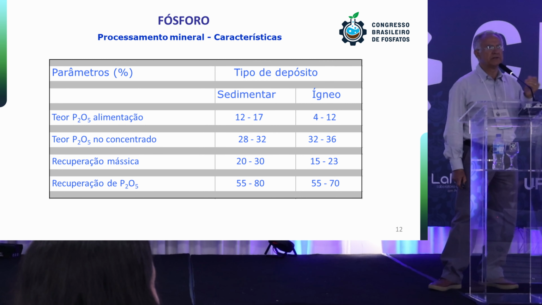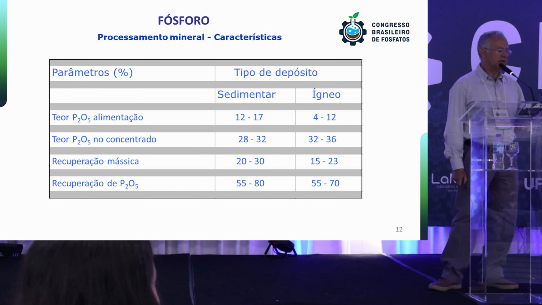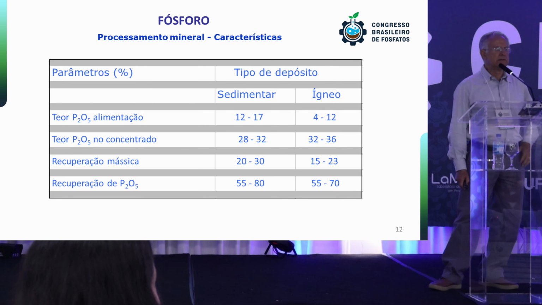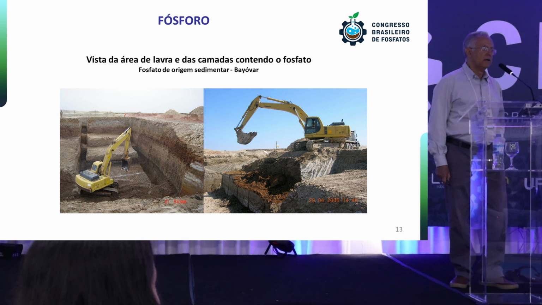The inferior number is about the recovery of the fine simple flotation processes. The mass recovery is from 20 to 30 for sedimentary and from igneous 15 to 23. And the recovery of P2O5 in sedimentary rocks is 55 to 80 and in igneous rock around 70.